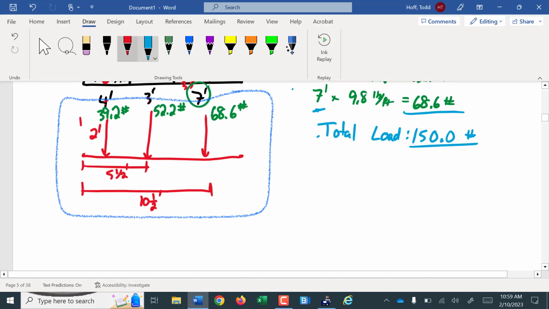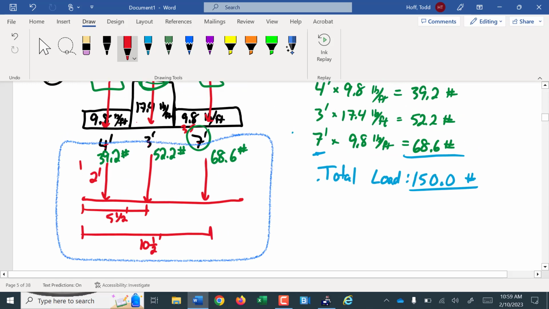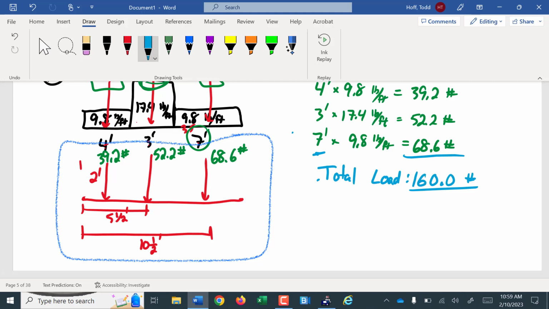What's our next step? Average. Yeah, that works. Yeah, next step is average distance from left end. So we take the load or the distance, it doesn't matter. For this first one, what are we going to multiply?